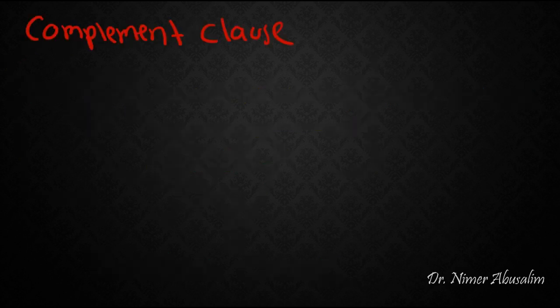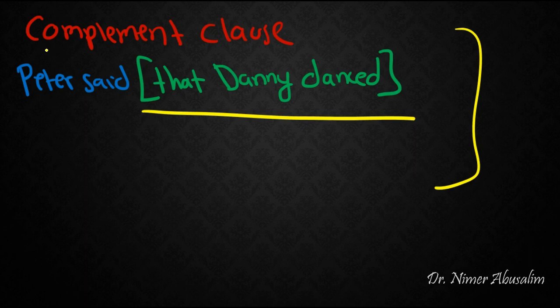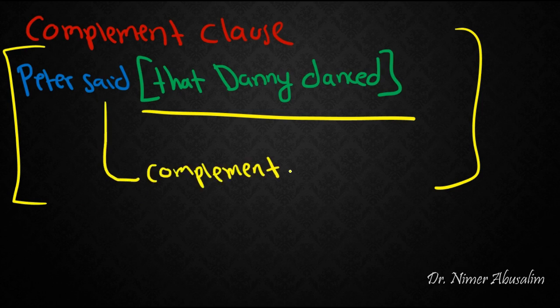Next up is the complement clause. Peter said that Danny danced. So now this clause here, again, is a subordinate clause in the larger matrix or root clause, which is the sentence, and it is a clear complement to the verb in the root or the matrix clause.